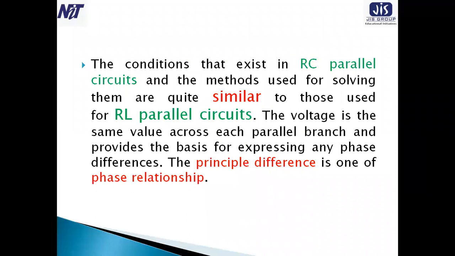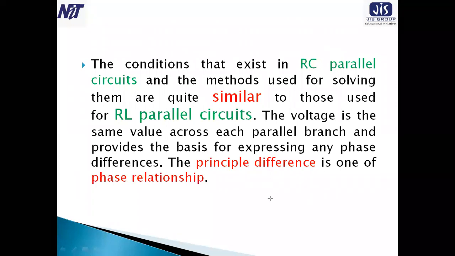Now, let me start with the main topic. The conditions that exist in RC parallel circuits and the methods used for solving them are quite similar to those used for RL parallel circuits. My last lecture was on the RL parallel circuit, so here the conditions and the other mathematical calculations are quite similar.